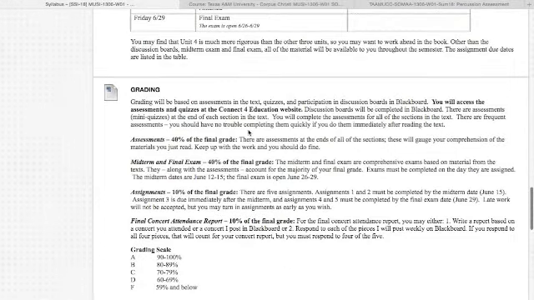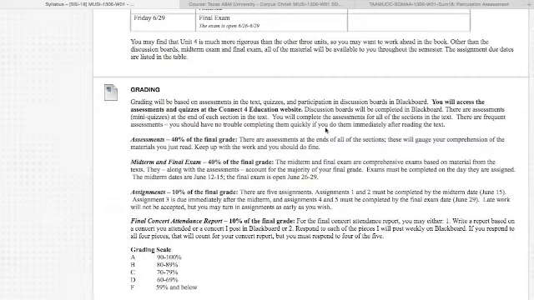Here's the grading. Grading will be based on the assessments, the quizzes, and participation. You'll access the assessments and the quizzes, or the exams, in the Connect for Education website. The discussion board will be in Blackboard. I could have put it on the website, but I prefer to have it in Blackboard. So you will have to visit Blackboard to do the discussions, but that's about all you have to visit it for. That and check your grades.